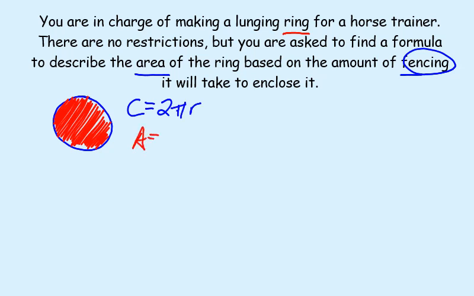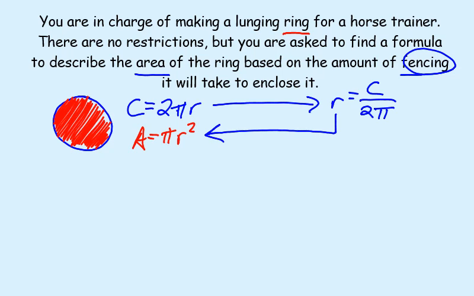So here's my two formulas. And since both the formulas have radius, we're going to solve the circumference for radius first, and then substitute it back into area. So we got to divide both sides by 2 pi, then take that and plug that back into the area formula.